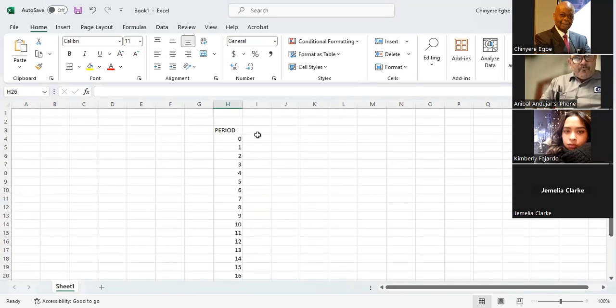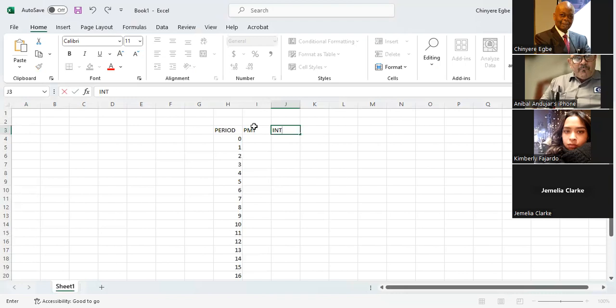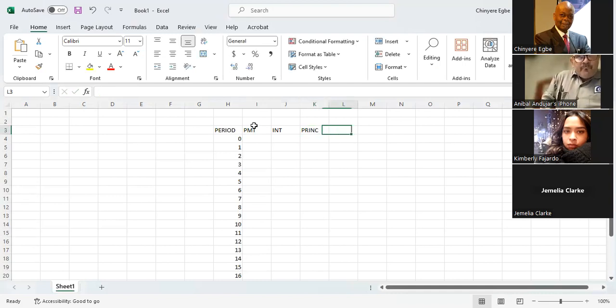So you have your payment. And when you make the payment, the bank will deduct interest, and the rest will go to your principal. And this is how much you owe. So when you start the loan, you have 72,009. That's what you have.